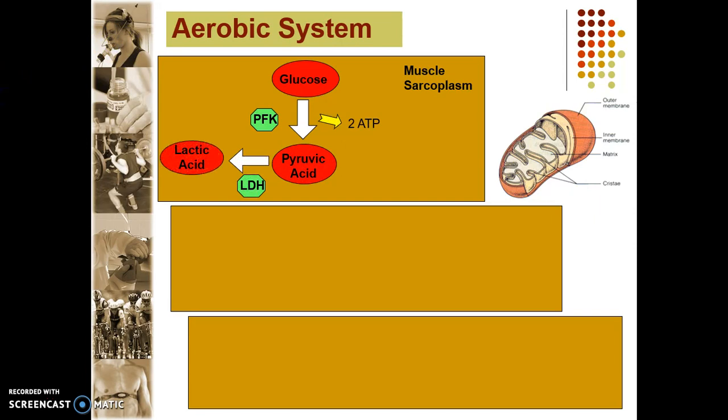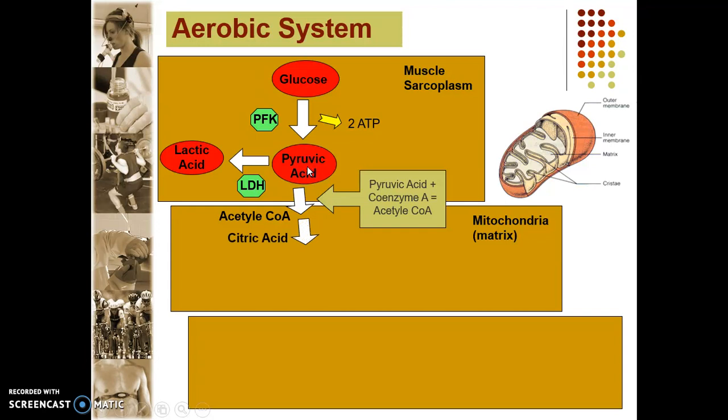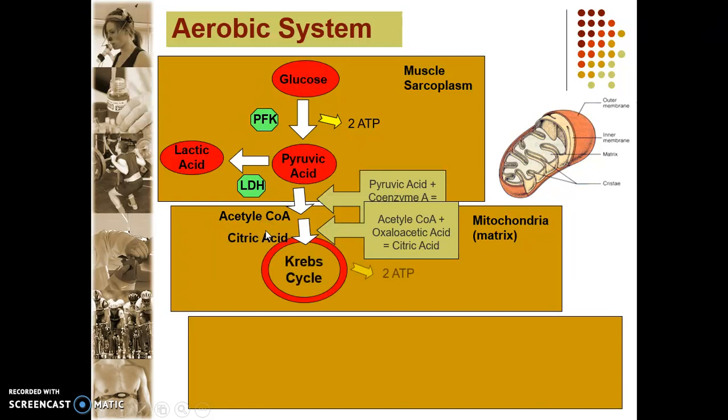However, now oxygen is present, so ignore the lactic acid part, ignore this bit on the left here. So we go glucose converted into pyruvic acid, then pyruvic acid, because oxygen is present, is turned into citric acid. You don't need to know about all that. This is all we care about, citric acid. This enters the Krebs cycle. 2 ATP are produced, carbon dioxide is produced, and so is hydrogen.